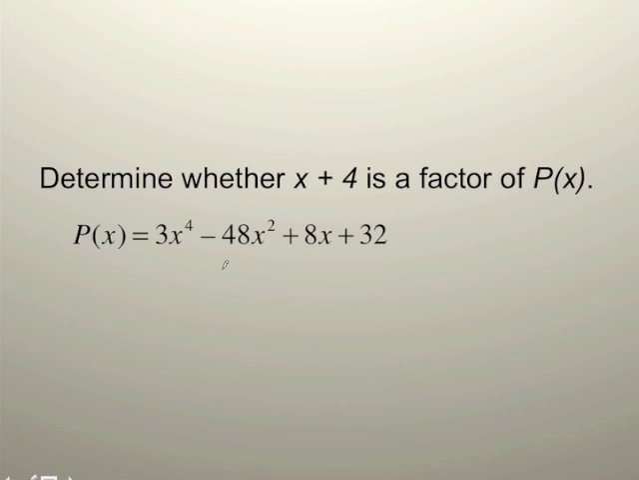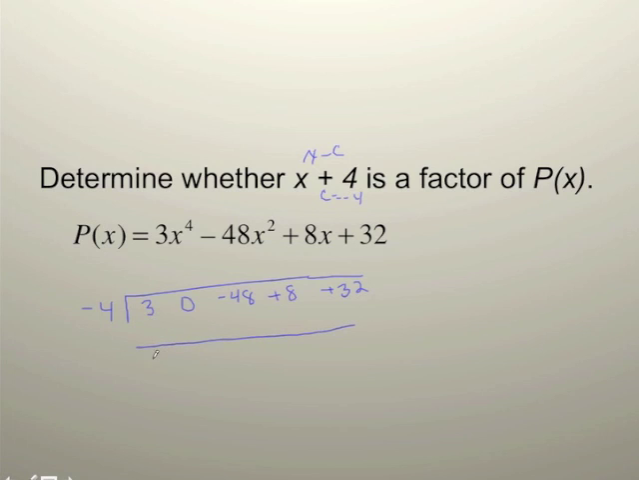So finding out if x plus 4 is a factor of p of x, remember it's x minus c, so in this case c equals negative 4. So negative 4, 3x to the fourth, 0x cubed, minus 48x squared, plus 8x, and 32.